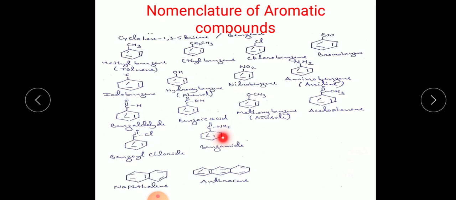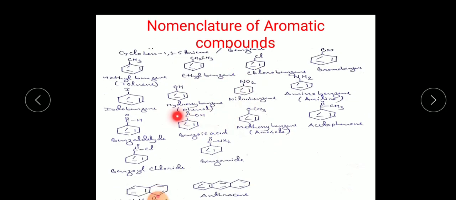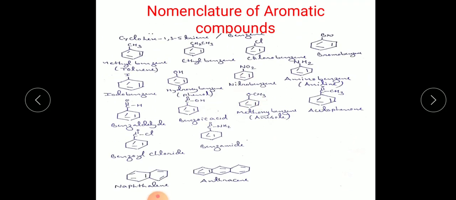This is benzamide. If you have two benzene rings attached to each other, which is an aromatic compound, we call it naphthalene. And if you have three benzene rings attached to each other, we call it anthracene. So these are the important aromatic compounds that we frequently come across while we study organic compounds. So it is very important to know the structure and the name for these compounds. So please make a note of it in your class notes.